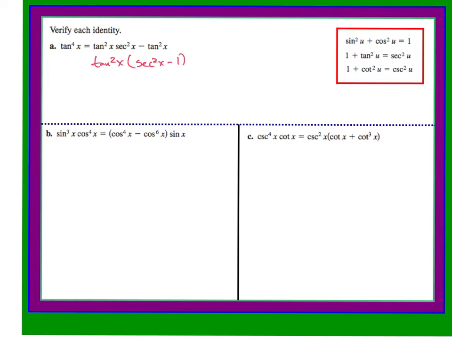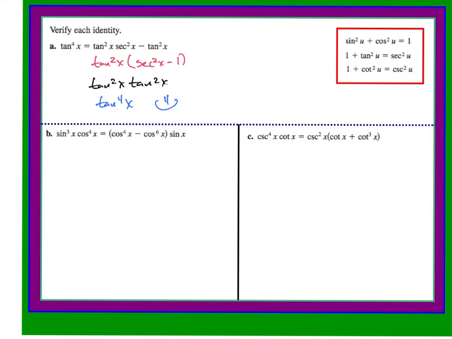Now do you notice anything? Yeah. What is secant squared minus 1? Tangent squared. So now I have tangent squared times tangent squared, which is tangent to the fourth. And is that where we want to go? Yay. All right. Let's look at this next one.